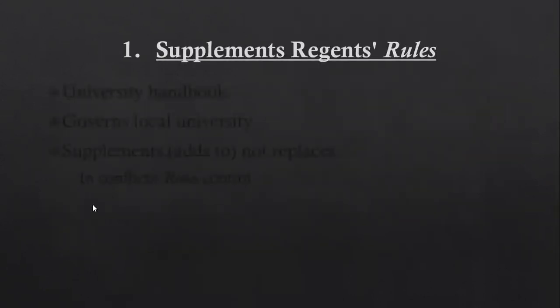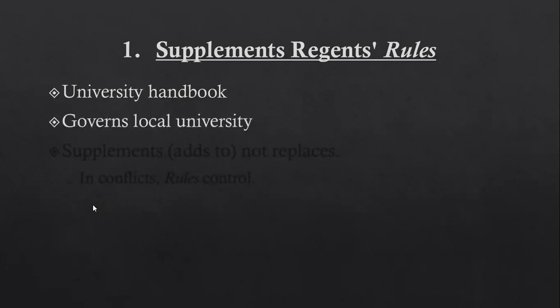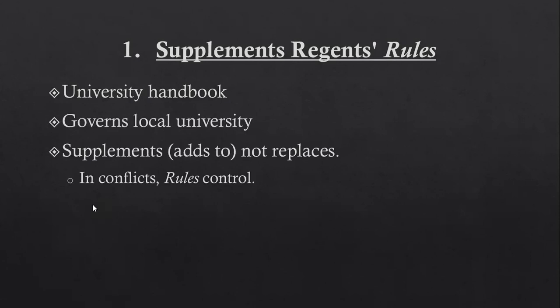The Handbook of Operating Procedures, or HOP, supplements the Regents' rules rather than replaces them. Therefore, if the two conflict, that is, if HOP conflicts with the Regents' rules, then the Regents' rules prevail. So HOP governs the UT institution at the local level, meaning the university, and supplements or adds to the rules where the rules have not already spoken.